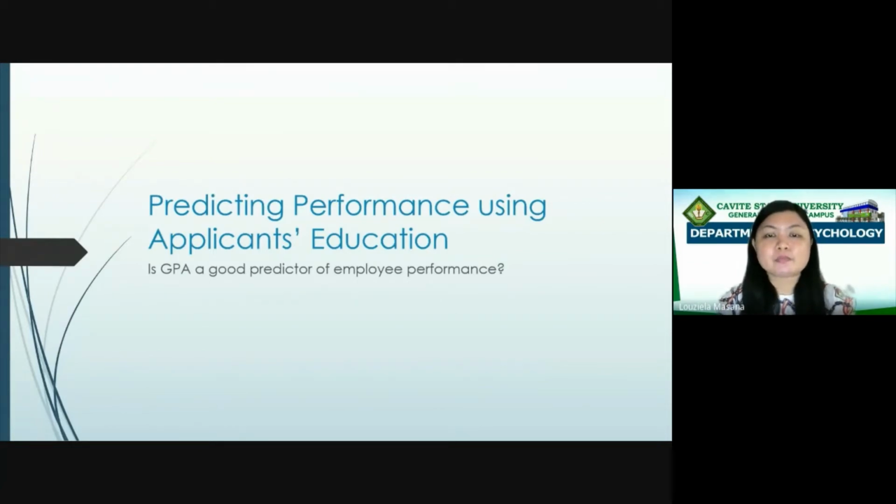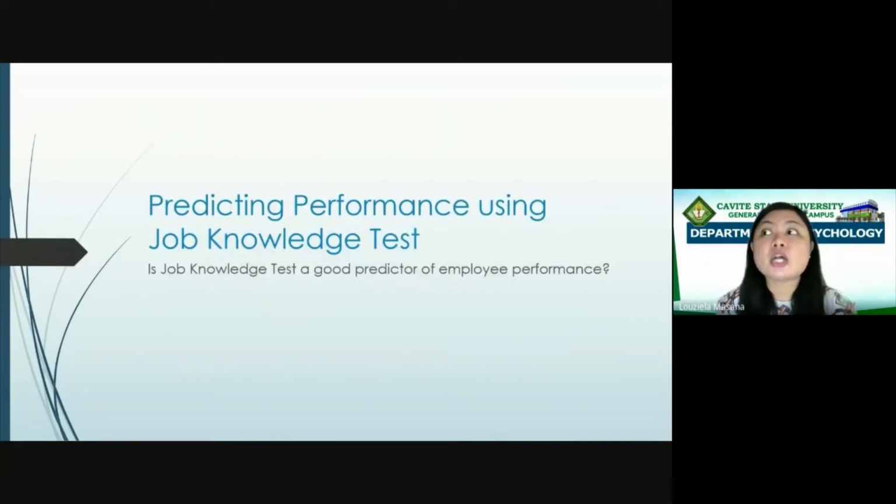Aside from education, the job knowledge test, is it a good predictor of employee performance? Of course, if you are knowledgeable of the job, alam mo kung ano yung job context, working conditions, tools and equipment na gagamitin, there are tests to measure the knowledge on a particular job, it could be a predictor of a good employee performance. Kasi alam mo yung trabaho mo. So, alam mo kung anong ginagawa mo. So, it can predict employee performance.